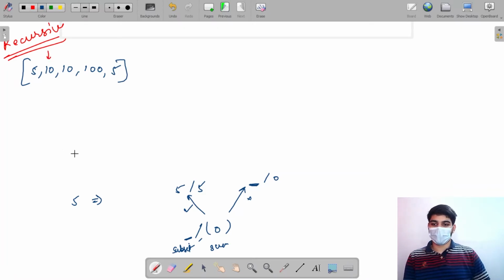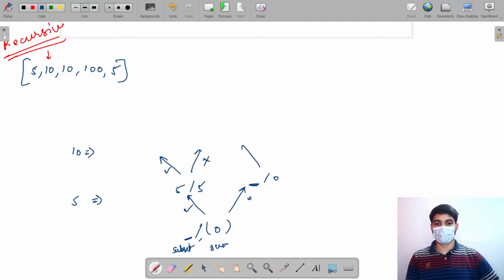Now, 10, right? So for 10, I would have again two options over here, include and exclude, and over here include and exclude, right? So if 10 includes itself, the subset would become 5 and 10, and the summation would be 15, of course, right?